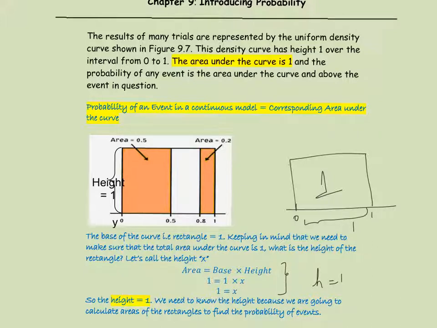So area equals base times height. So if area is 1 and the base is 1, then we plug in the values. The height is x, the unknown. x times 1 is x, and x is equal to 1. So now the height is also equal to 1. So this is an important calculation because we're going to use this rectangle to find the area under the curve.